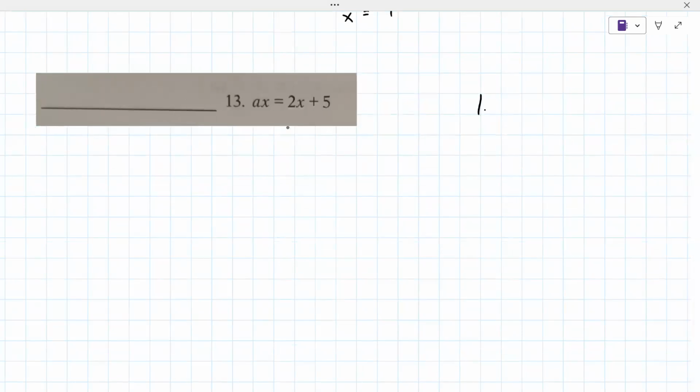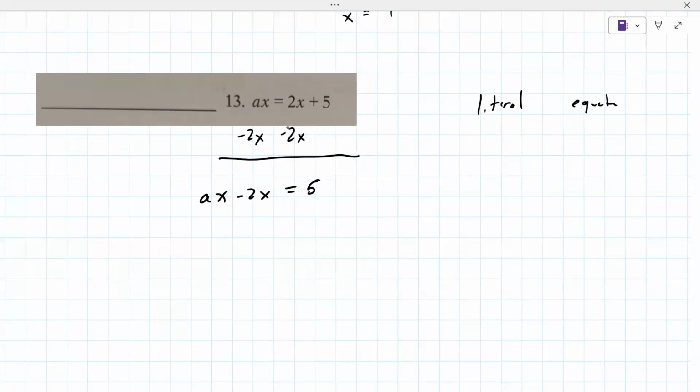All right, next problem's a little weird. It's kind of a literal equation. So first thing is we've got to get the x's on the same side. As odd as it may seem, I'm going to move it left here, and this becomes ax minus 2x equals 5. So let that sink in. You can't combine them because a and the 2 aren't the same. Like if it were 3x minus 2x, you could.